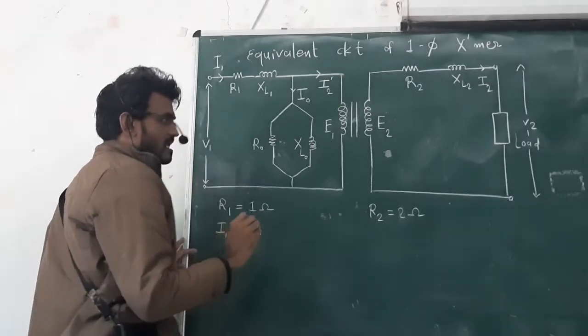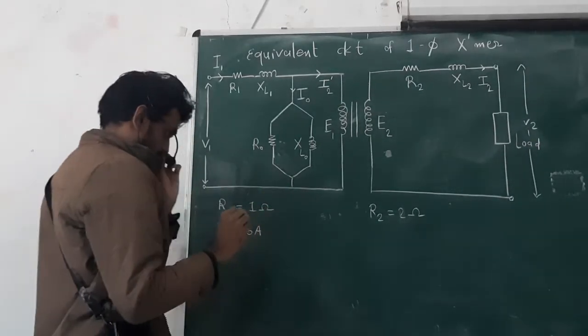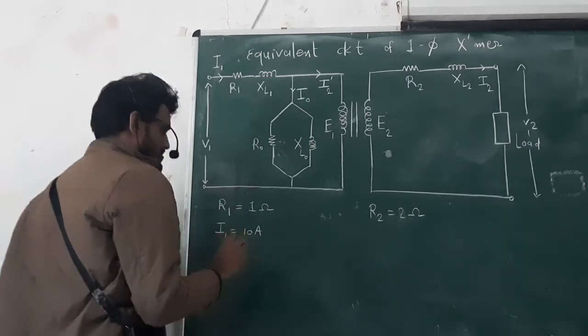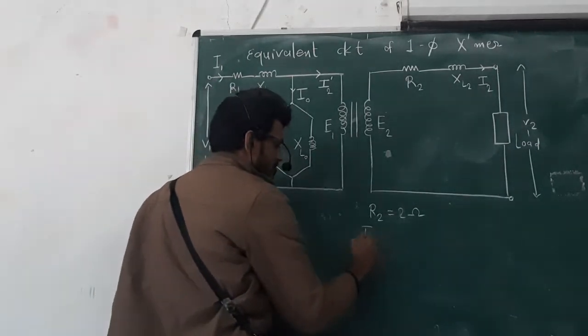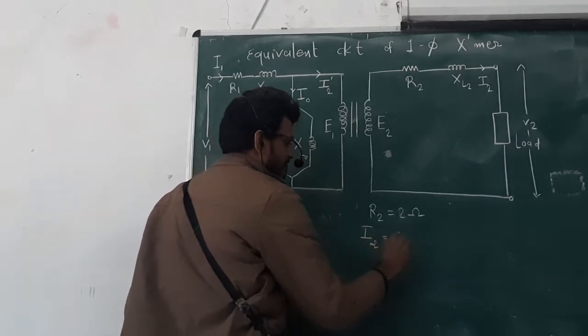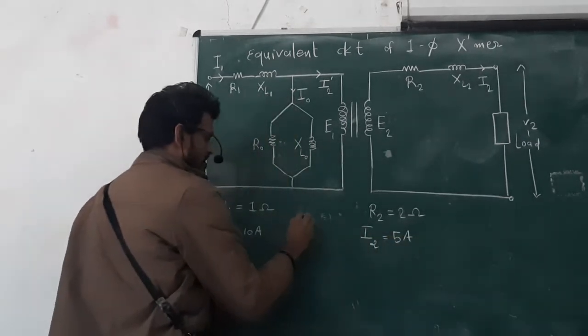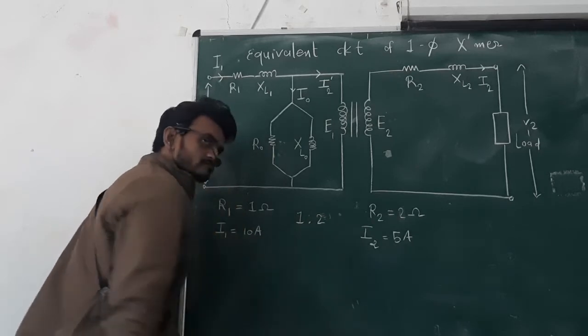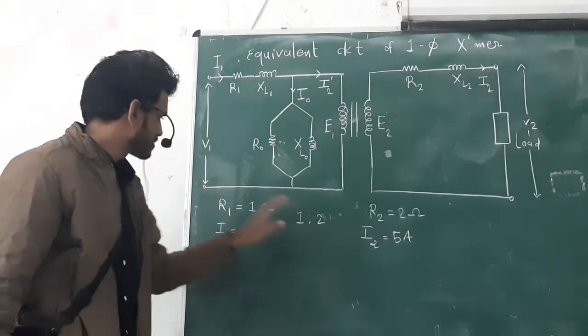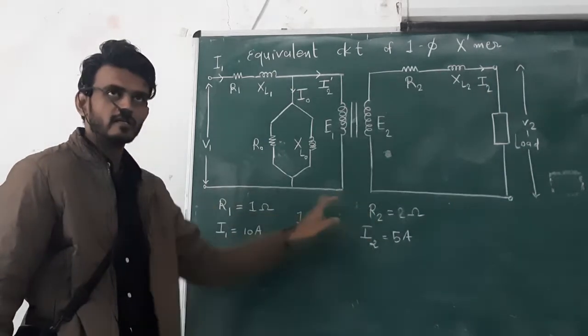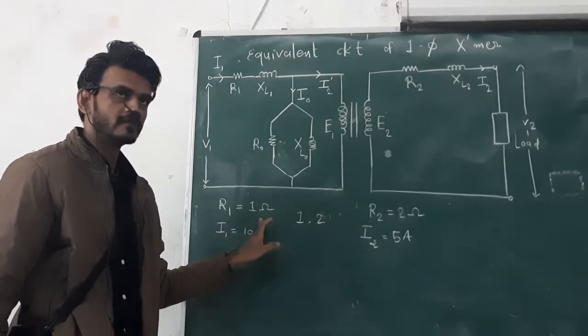If a step-up transformer is there, then I2 will be 5 ampere if the transformer is 1:2. Transformation ratio 1:2 means the voltage will be doubled on this side compared to the primary side.